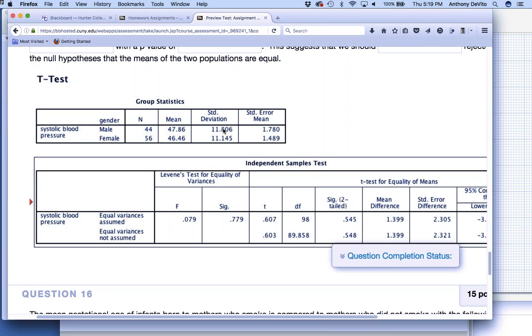Is one double the other? No, they're pretty close, right? So I would say it's likely that they're going to be equal variances. You don't actually have to leave it up to guesswork when SPSS does this.